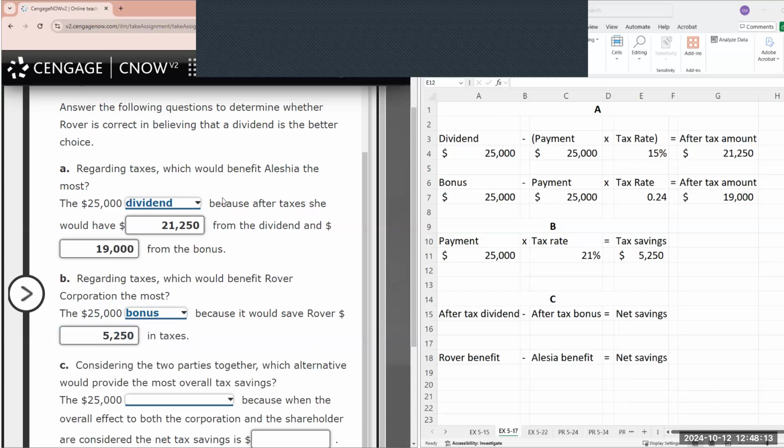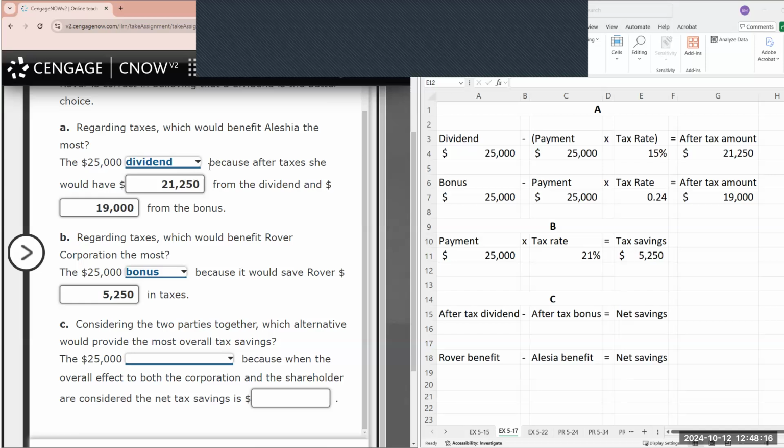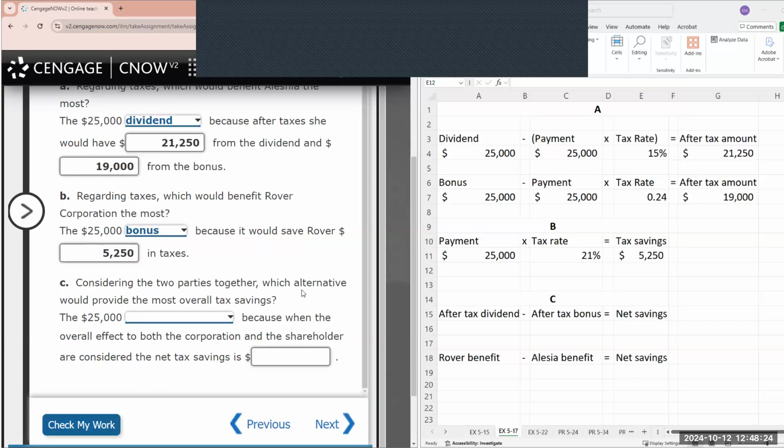So in such case, it benefits Alicia more to claim the dividend, but it benefits the corporation more to claim the payment as a bonus. So we need to factor in both parties. Considering the two parties together, which alternative would provide the most overall tax savings? For Alicia, how much does she save? $21,250 minus the after-tax bonus of $19,000, the net savings in Alicia's case is $2,250.